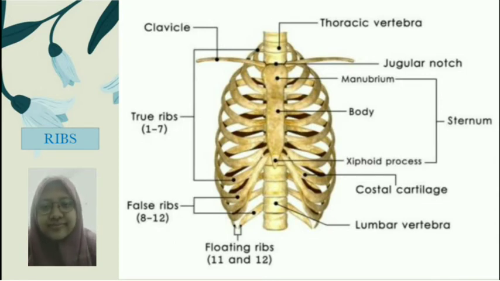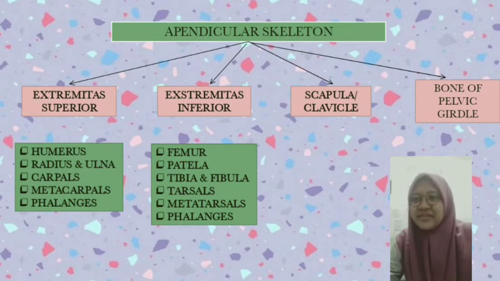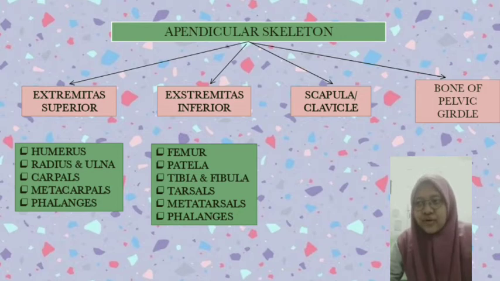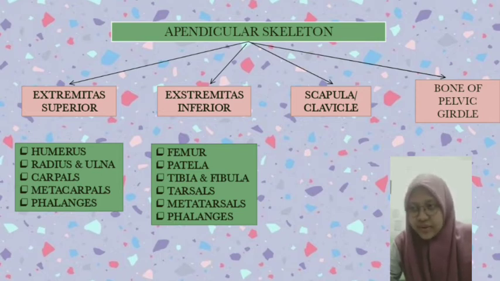Okay, we know appendicular skeleton consists of 4 parts, including 1. Extremitas superior, which is first humerus, radius, and ulna, carpal, metacarpal, and phalanges.